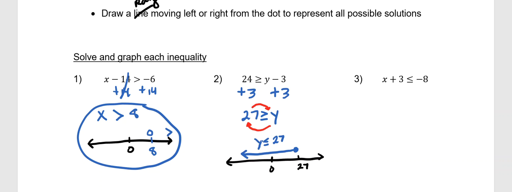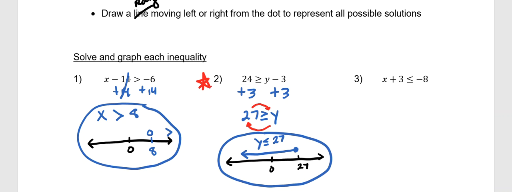So the primary benefit for us to lead with our variable with inequalities is it's always going to point us in the direction with the inequality symbol that our graph is going to need to go. So I think it's important that we probably mark this problem with a star because of the fact that we had to reverse our final answer. Okay?